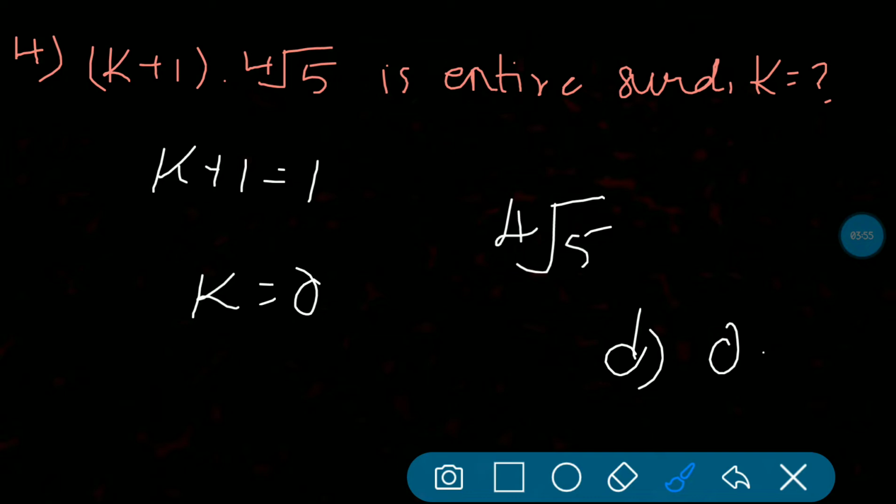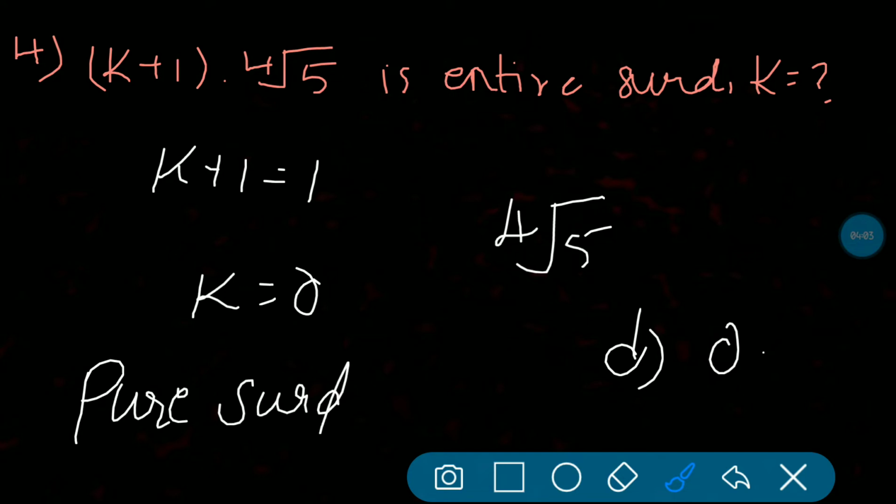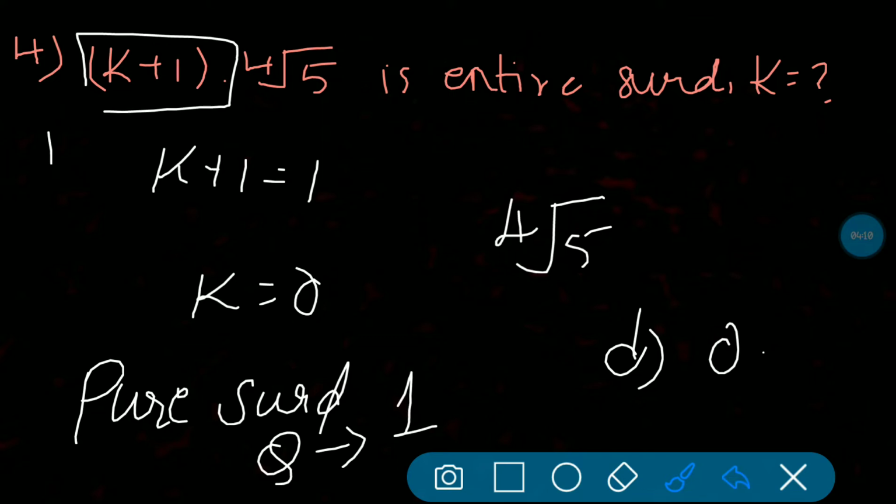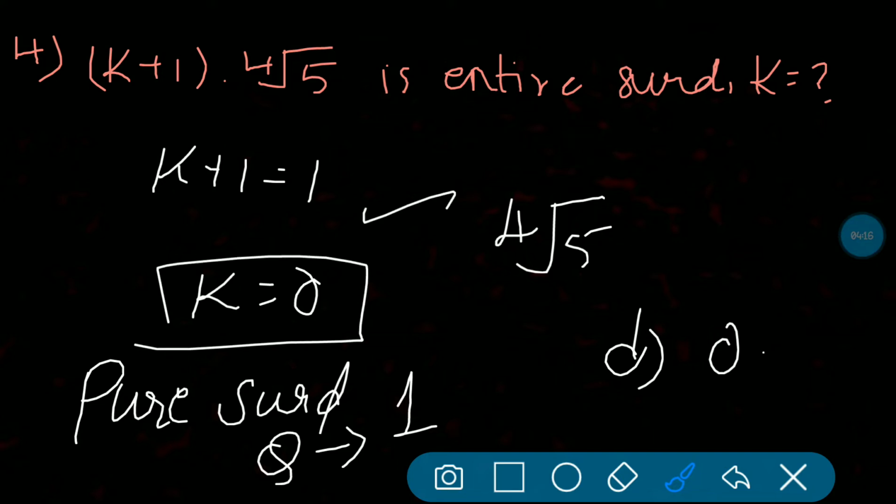Now first of all you will get why k plus 1 is equated to 1. Because when it is a pure surd, its rational factor will be only 1. Here there should be only 1, nothing else should be there, right? That's why I have equated that to 1 and we found the value of k. Now 0 plus 1 is equal to 1, right? When it is a pure surd, it should be 1. That's why the k value is 0, option D.